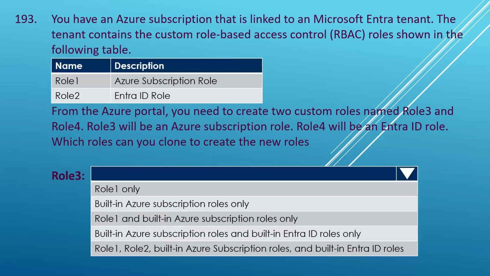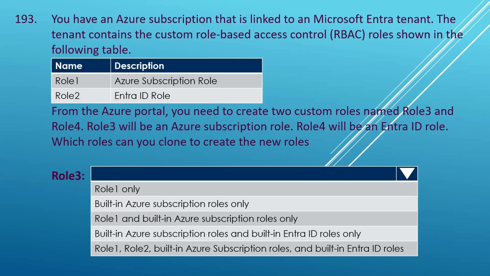Now let's look at question number 193. You have an Azure subscription that is linked to a Microsoft Entra tenant. The tenant contains the custom role-based access control roles shown in the following table. Both of the roles are custom roles. Make a note of that. And the 2 roles are role 1 and role 2. Role 1 is an Azure subscription role and role 2 is the Entra ID role.